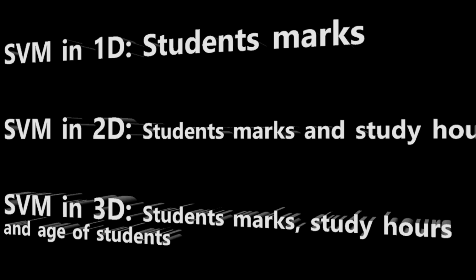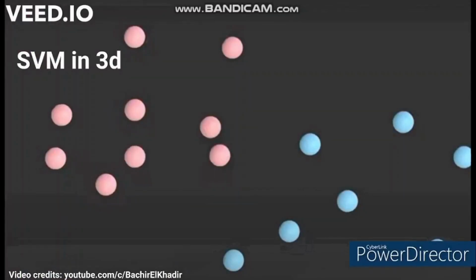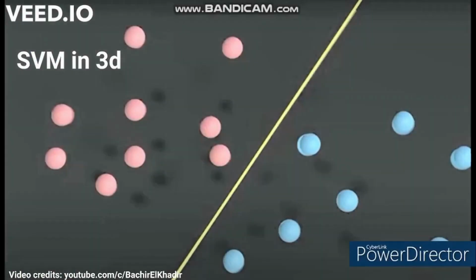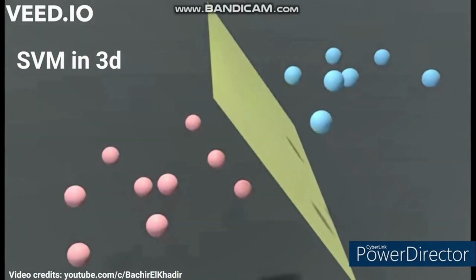SVM in one dimension contains student's marks. SVM in two dimensions contains student marks as well as study hours, and SVM in three dimensions will consist of student marks, study hours as well as age of the student. Here is SVM in three dimensions where the line becomes a hyperplane.